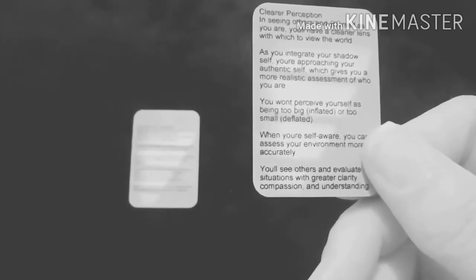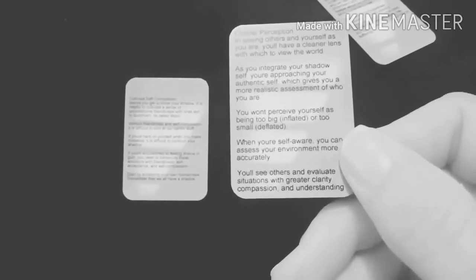That's your first step. Clearer perception. In seeing others and yourself as you are, you'll have a clearer lens through which you view the world. As you integrate your shadow self, you're approaching your authentic self, which gives you a more realistic assessment of who you are. You won't perceive yourself as being too big, inflated, or too small, deflated. When you're self-aware, you can assess your environment more accurately. You'll see others and evaluate situations with greater clarity, compassion, and understanding. See? Bringing that total balance to your life.